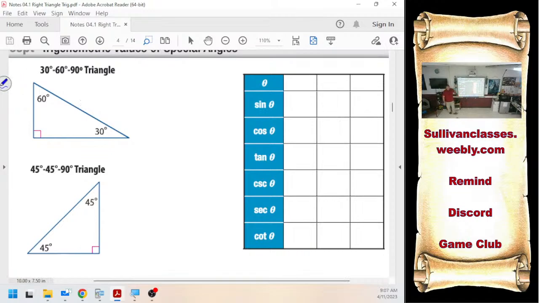I said that I am not big on memorization. I think memorization is stupid. This is one of the things that we just got to know. Okay? You have to know your special right triangles at a minimum because you can use them to create all of the special ratios. A 1, 1, square root of 2, if I'm going from this angle, I'll call that theta.